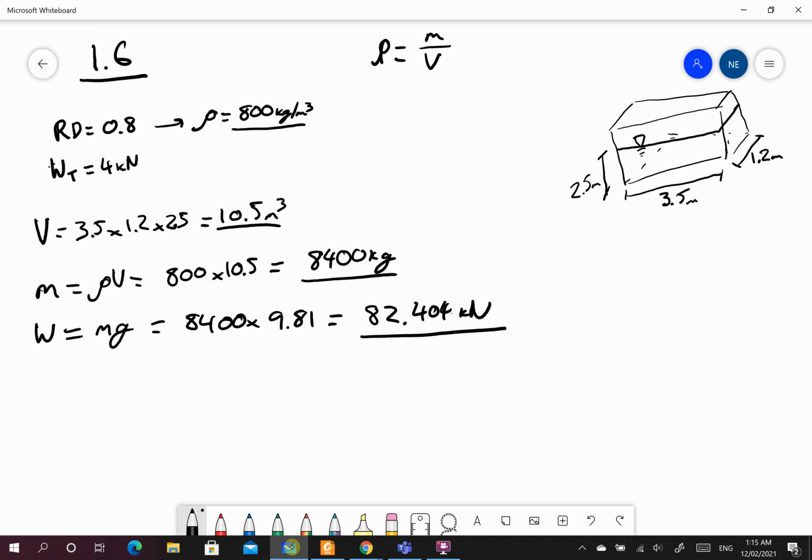So I want to get the force in the supporting pads. So my force in my pads is 82.404 plus the weight of the tank, divided by the amount of supports that I have. I've got 4 pads, so I end up with 21.6 kilonewtons. That's per pad.